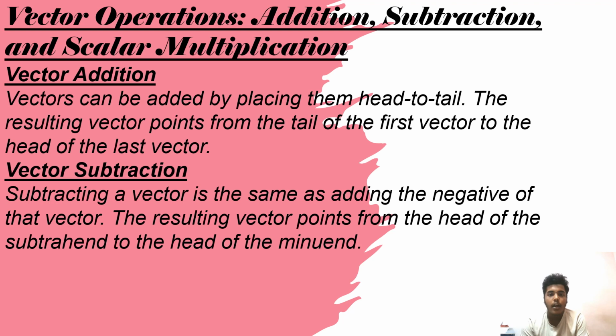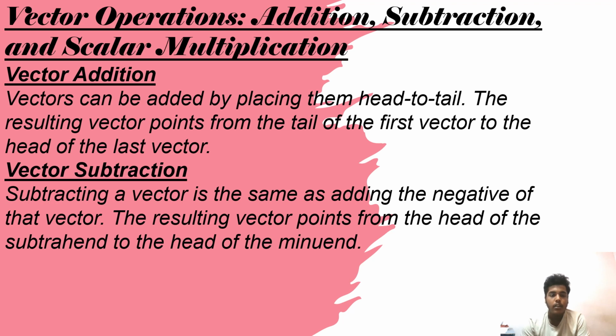Vector operations: addition, subtraction, and scalar multiplication. Vector addition. Vectors can be added by placing them head to tail. The resulting vector points from the tail of the first vector to the head of the last vector.